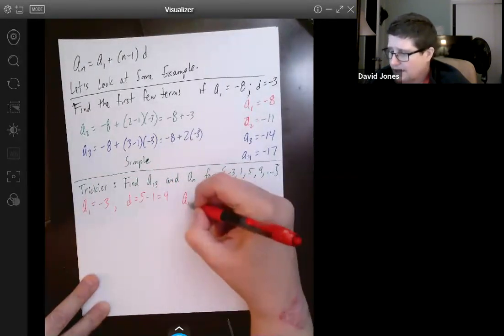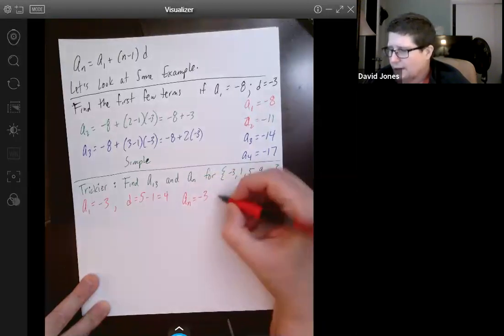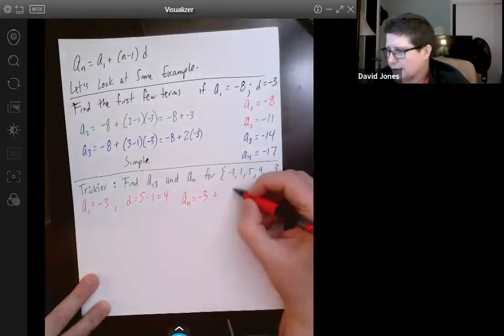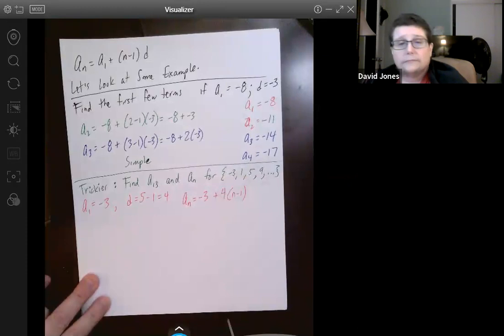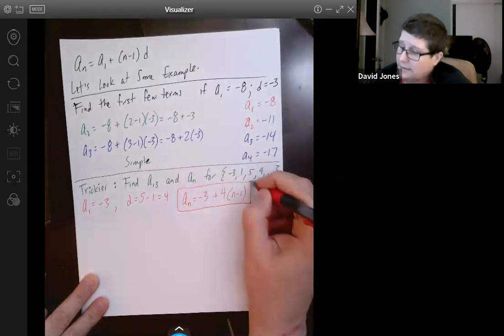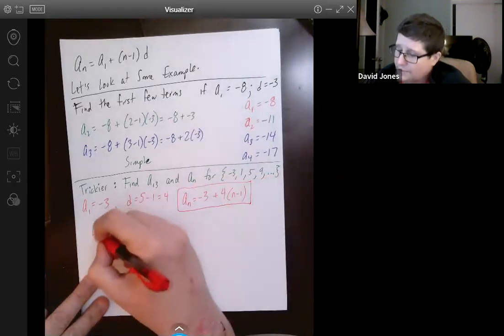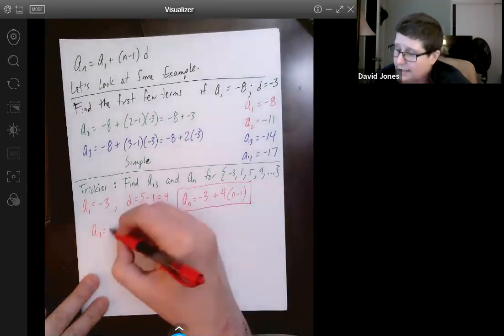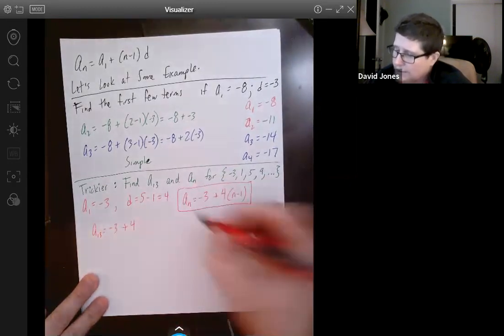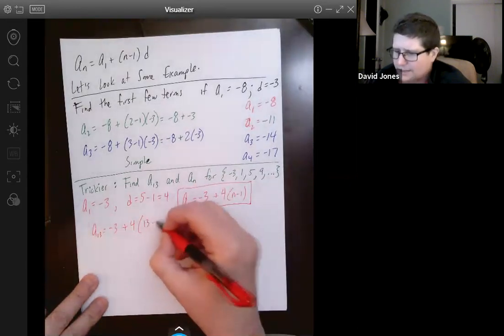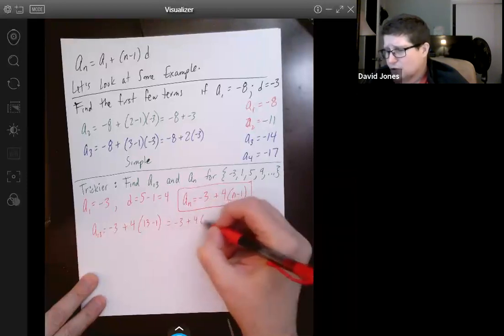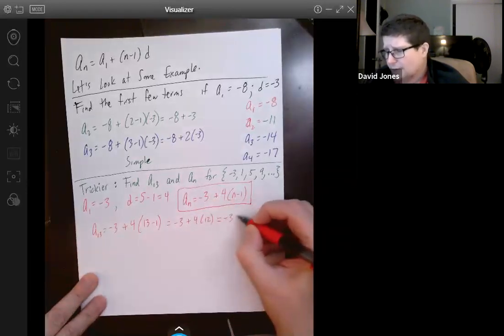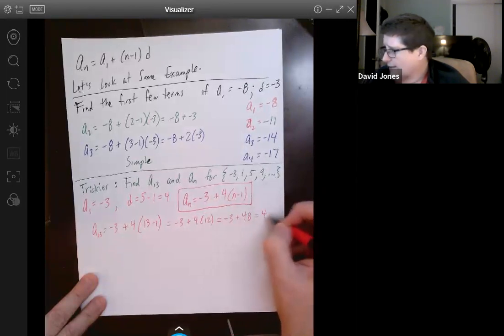So a sub n equals a sub 1, which is -3, plus n minus 1 times d. I'll put the d in front, 4. That's a sub n. That means a sub 13 is -3, that's our a sub 1, plus 4 times n, which is 13, 13 minus 1. That is -3 plus 4 times 12. -3 plus 48 is 45.